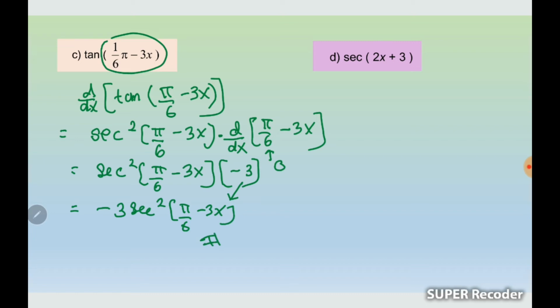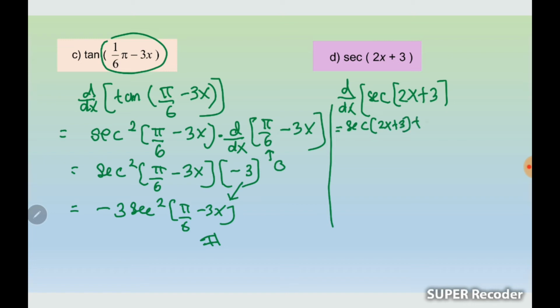Okay, last one. Differentiate d/dx, differentiate secant(2x + 3). So what is the answer? The answer is: differentiate secant, the answer is secant tangent. So the answer is secant(2x + 3) followed by tangent(2x + 3).